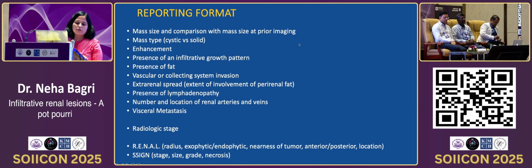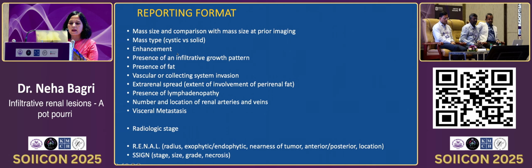So this is the reporting format. What you should report: just one more slide, I'm concluding. Mass size, type, enhancement, presence of an infiltrative growth pattern, fat, vascular or collecting system invasion, extrarenal spread, presence of lymphadenopathy, number and location of renal arteries and veins, visceral metastasis and the stage.